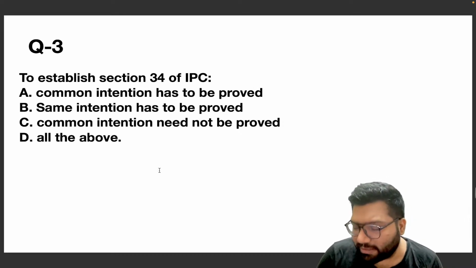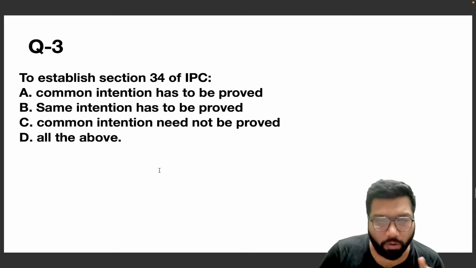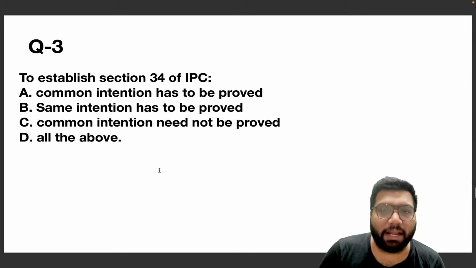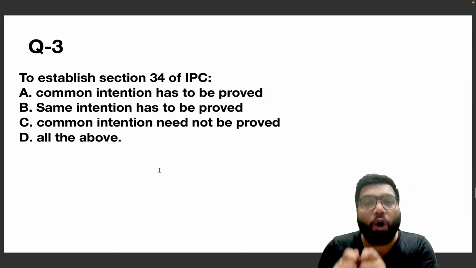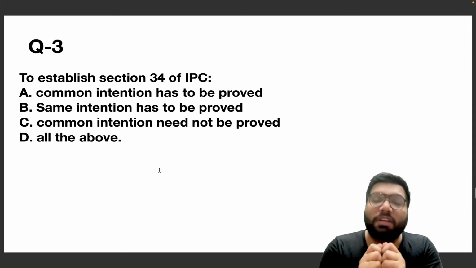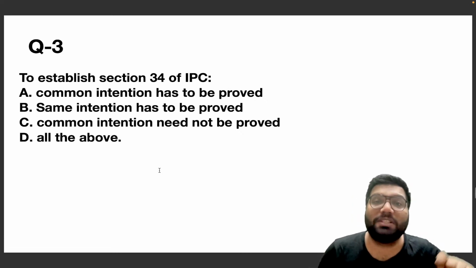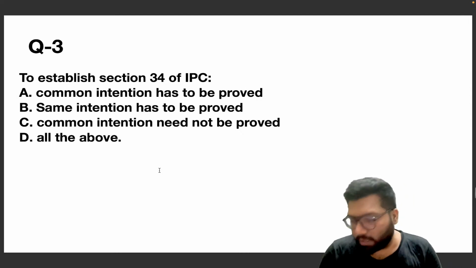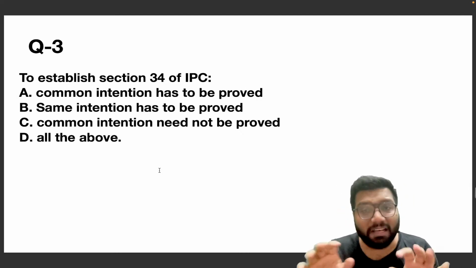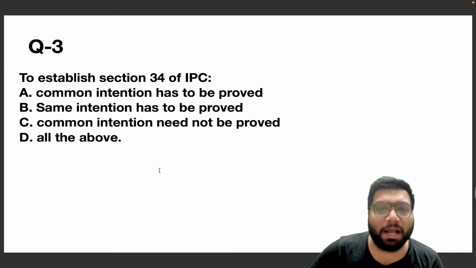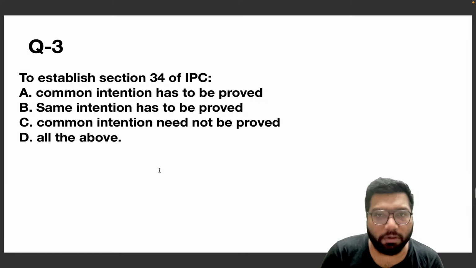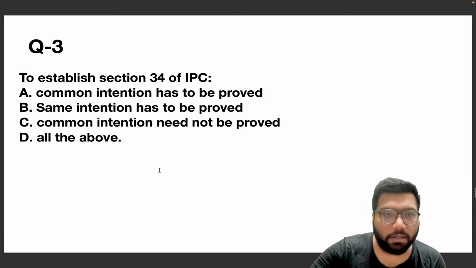Okay, Siddhi Agarwal, you have asked why. So let me answer this question. You have answered 149. 149 is about common object. Section 34 is about common intention. Section 35 is about same intention. I hope I am clear with this. And still, if you have any question, please do mark at the end. Once we are done with all the questions, you may ask your questions. Okay? Moving forward. Next.